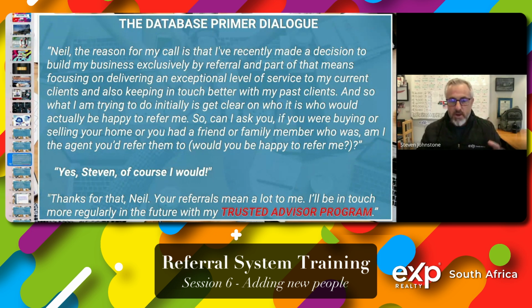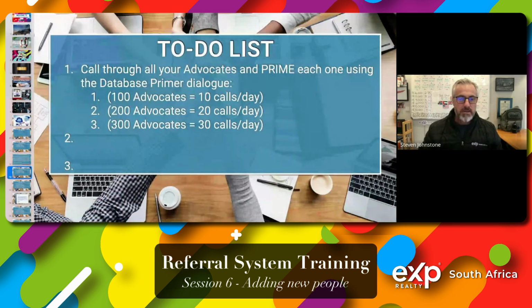You've got to let them know I'm going to be in touch more regularly than I have in the past. They have to understand why you're doing that, because I've got this program called the Trusted Advisor Program. Okay, that's the database primer dialogue. You've made that dialogue 300 times.